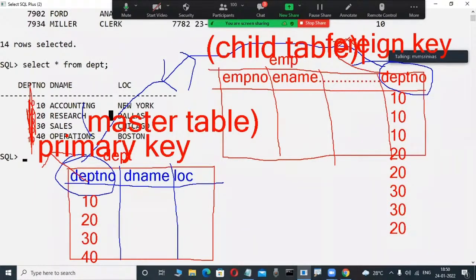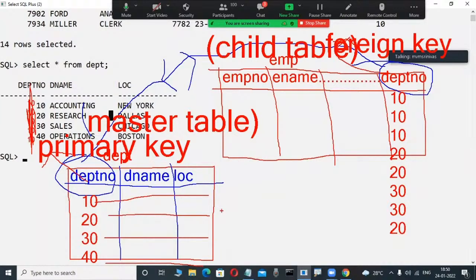Why in a project are we establishing a relationship between tables: primary key, foreign key, unique key. So many things are there, don't worry. Now here, this primary key is available, so this is a master table related to this child table. Again, EMP is a child table, where a foreign key is available. That's why it is a child table related to this master table.